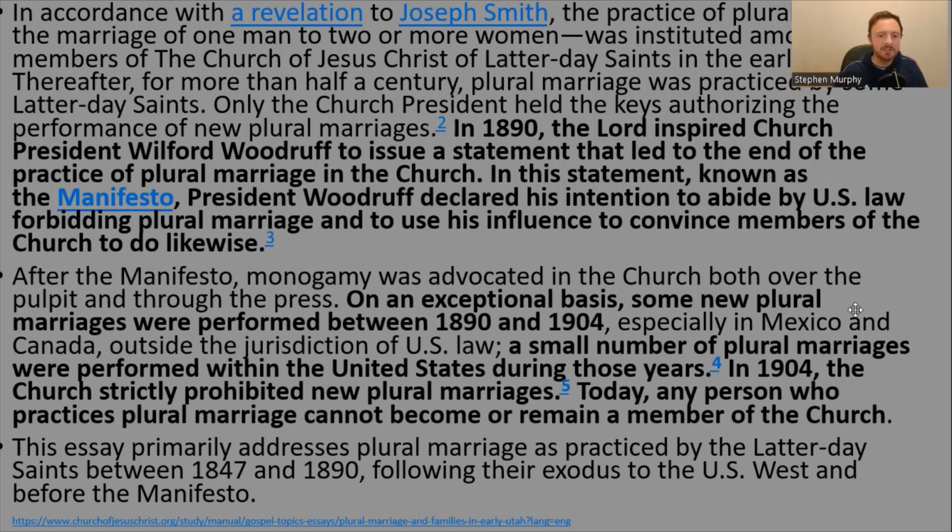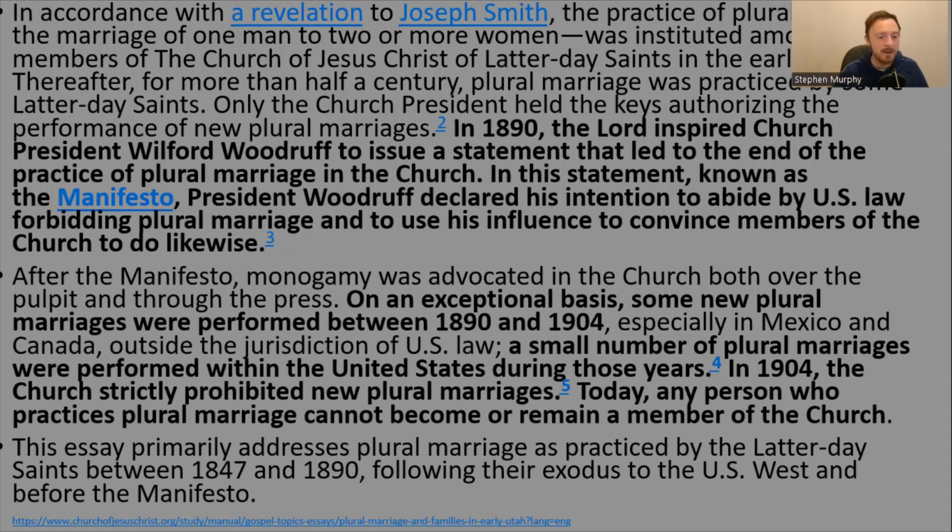So this comes from the Church's Gospel Topics essay. It says, in accordance with the revelation given to Joseph Smith, the practice of plural marriage, of one man to two or more women, was instituted among the members of the Church of Jesus Christ of Latter-day Saints in the early 1840s. Thereafter, for more than half a century, plural marriage was practiced by some Latter-day Saints. Only the church president held the keys authorizing the performance of new plural marriages. In 1890, the Lord inspired church president Wilford Woodruff to issue a statement that led to the end of the practice of plural marriage in the church.